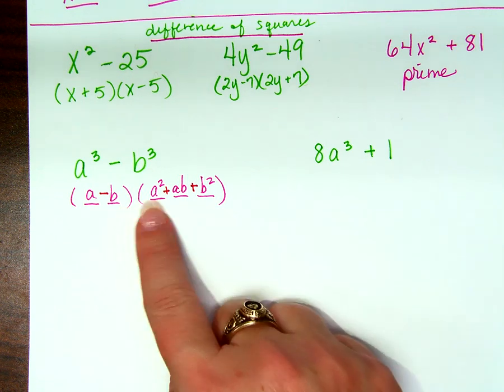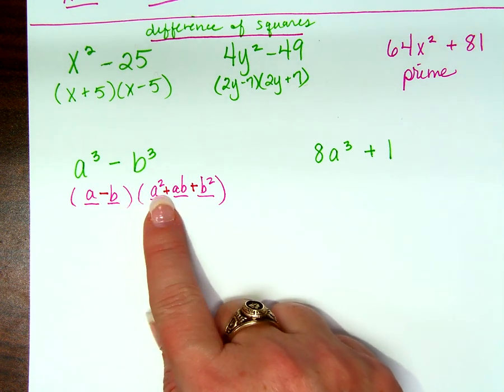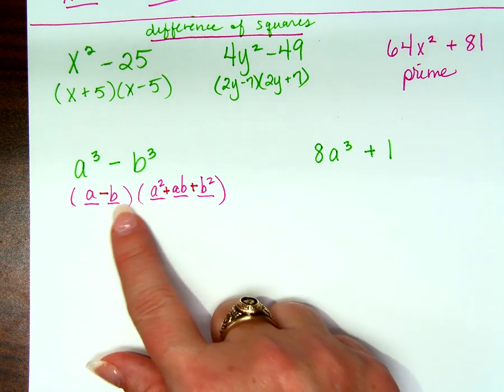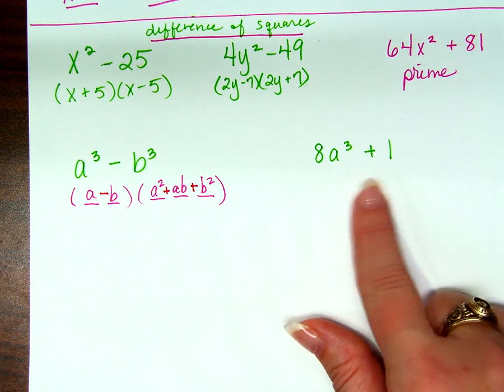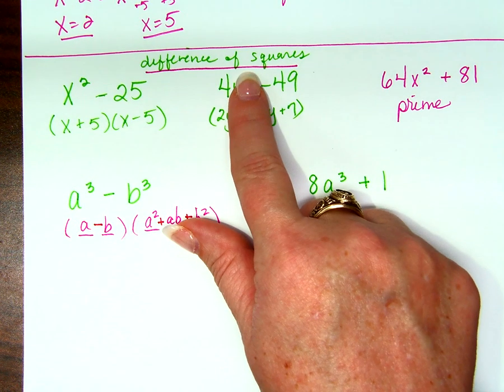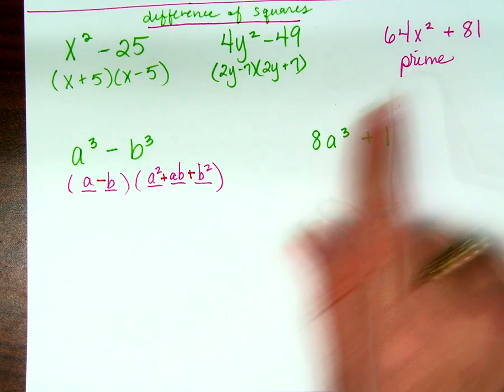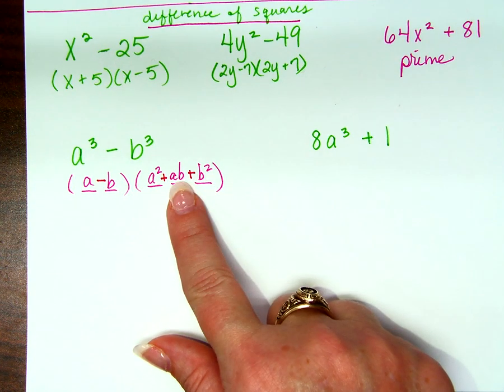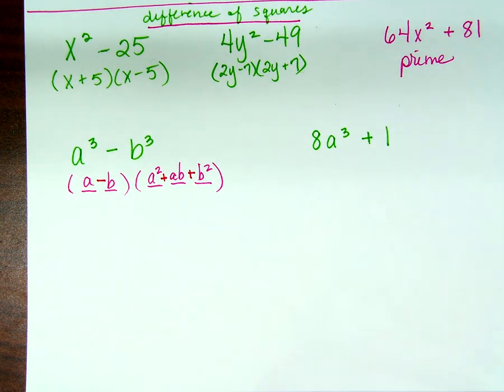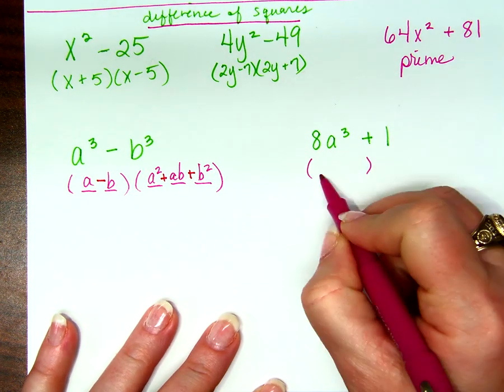If you know the pattern, I didn't ever make you memorize a formula, right? I taught you a pattern. If you know this pattern, then you know how to factor this one. Up here, difference of squares, we could factor. Sum of squares, we could not. It was prime. You can factor both the difference of cubes and the sum of cubes. Okay? But the deal is it's the same pattern.